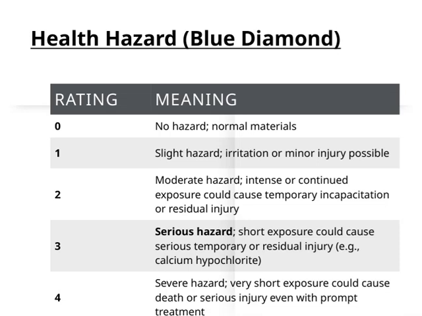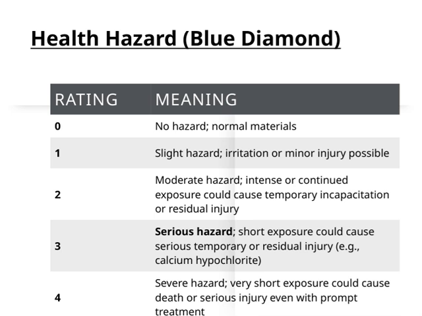Let's take a closer look at the hazard ratings in this table. On the left, we have the rating scale from 0 to 4, and on the right, the corresponding meaning for each level. Starting with 0, this indicates no hazard at all. These are materials that are considered normal and don't pose any risk. Moving up to 1, we see slight hazards. These materials might cause minor irritation or a small injury if you're exposed to them, but generally they're not very dangerous. At level 2, we enter moderate hazard territory.